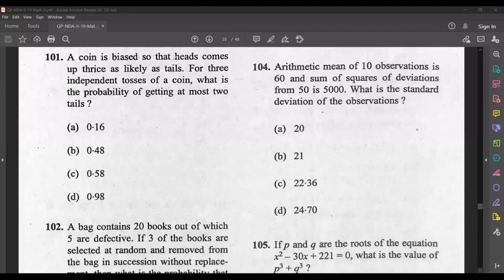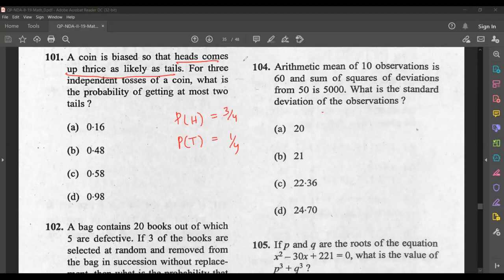What they are saying, head comes up thrice as likely as tails. That means P of head is thrice that of tail. How can we relate that? If head is 3 by 4, tail is 1 by 4, isn't it? Because probability of head is thrice as that of tail.